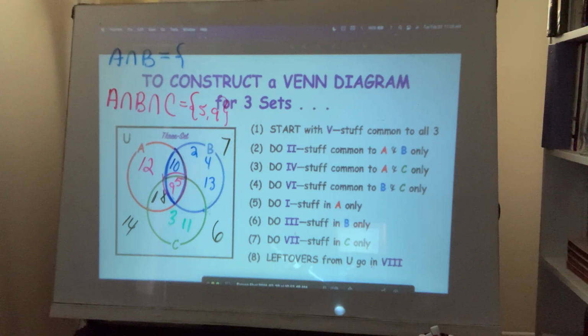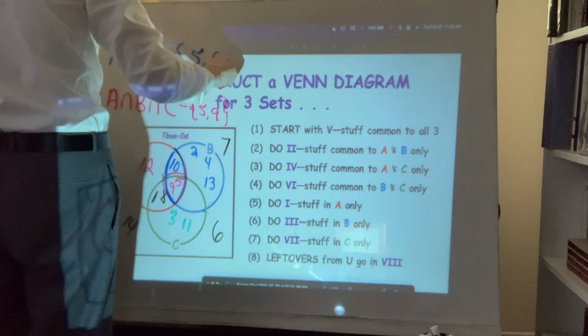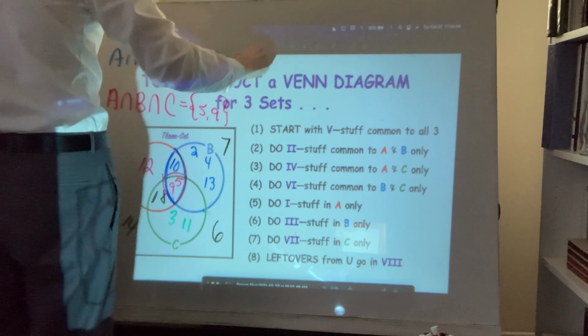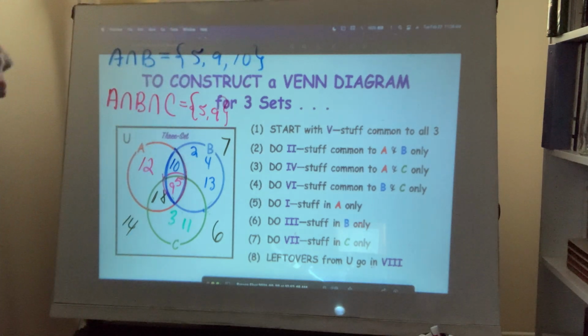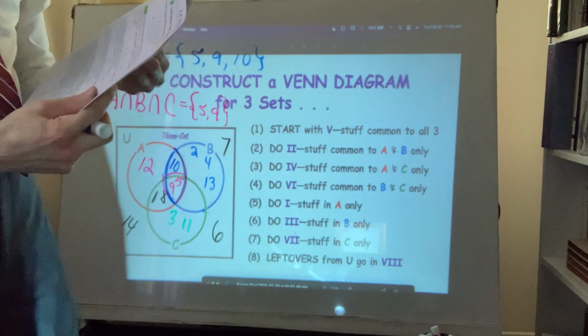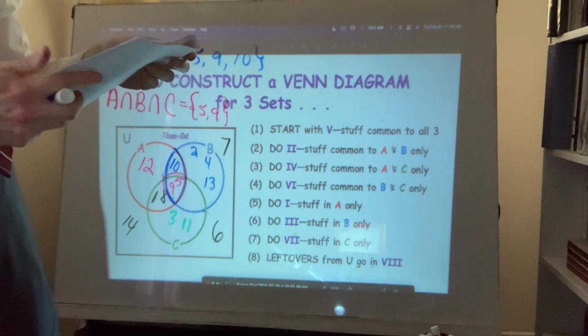All right, so in theory, that would be 5, 9, and 10. Now, it can get a little cumbersome, which is why, again, I threw in this diagram swiped from the textbook.